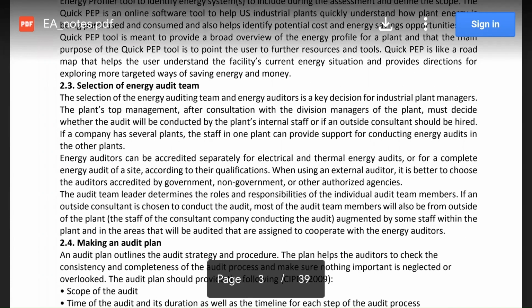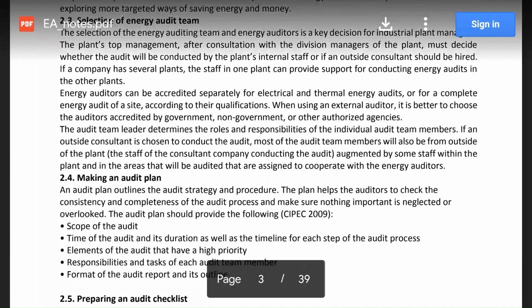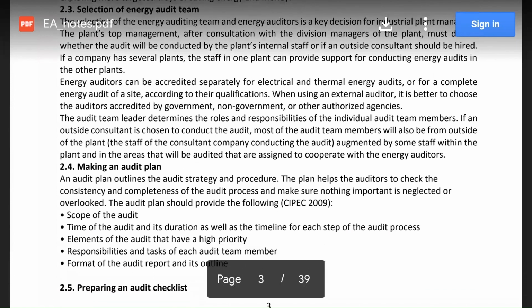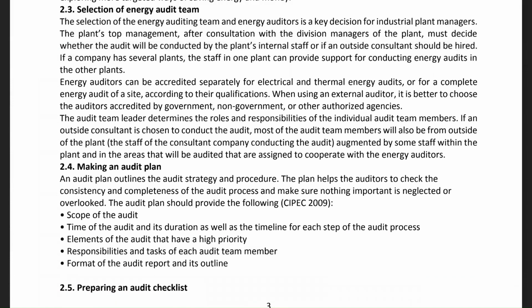Next is the selection of the audit team. Although it is a tricky issue, because there are two possibilities. Either the director of the industry can hire an internal team or external agencies. Both have advantages and disadvantages, so we will take them one by one.